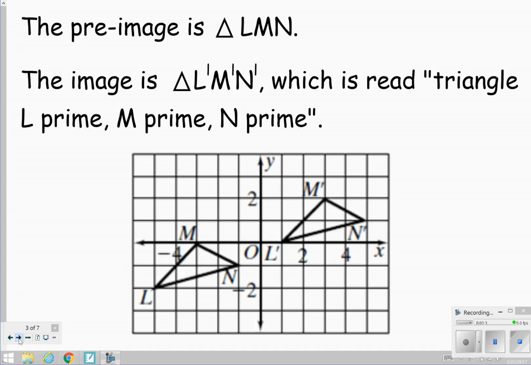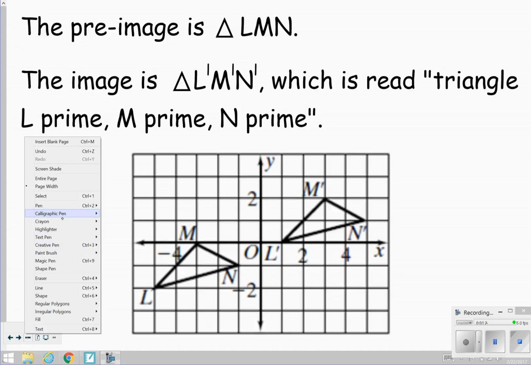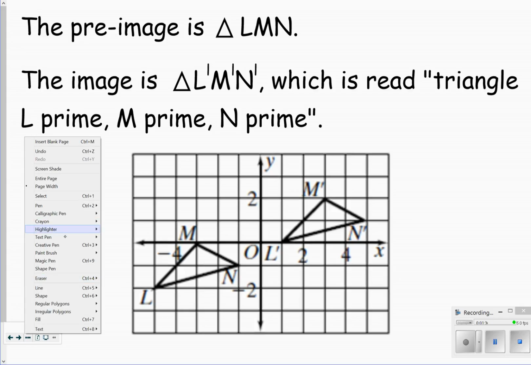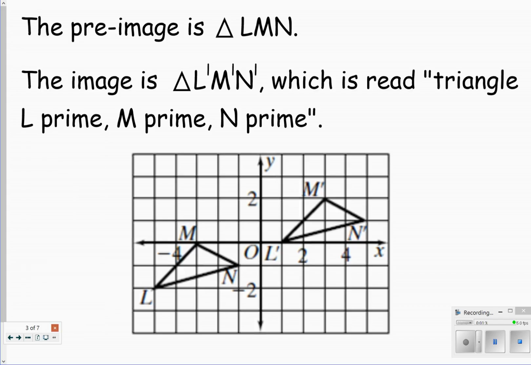All right, here's our first example. A pre-image is, again, the first image, the very first location that it is. So here we have the pre-image of triangle LMN. So again, pre-image means the first image. Okay, so let me grab a highlighter here. Here we have triangle LMN, and you can see that's right here. That's our first image.